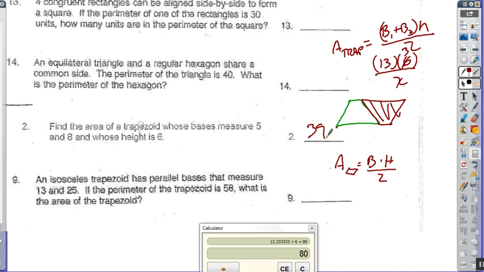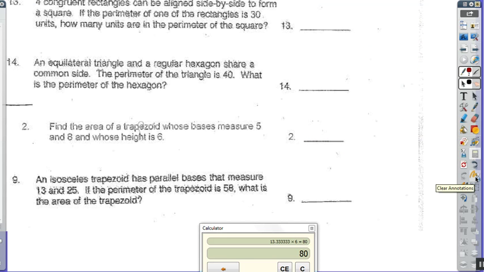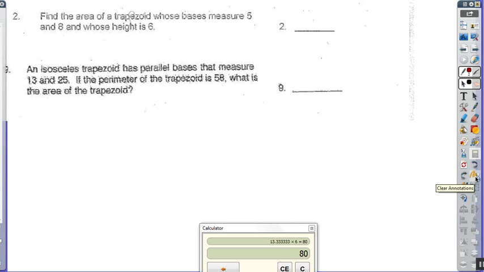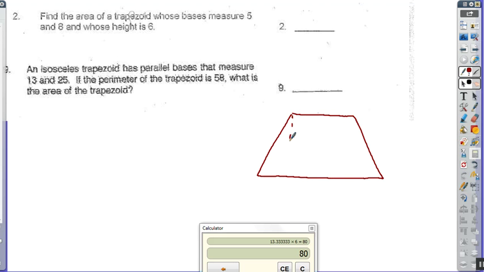All right, last problem on this page. An isosceles trapezoid has parallel bases 13 and 25. What is the perimeter of the trapezoid? And if the perimeter is 58, what is the area of the trapezoid? All right. So an isosceles trapezoid means that you can do this. You can't normally do that, okay? Don't even try. So if this is 13, this is also 13, and so I have 25 minus my 13, which means that this has to be 6 and this has to be 6.